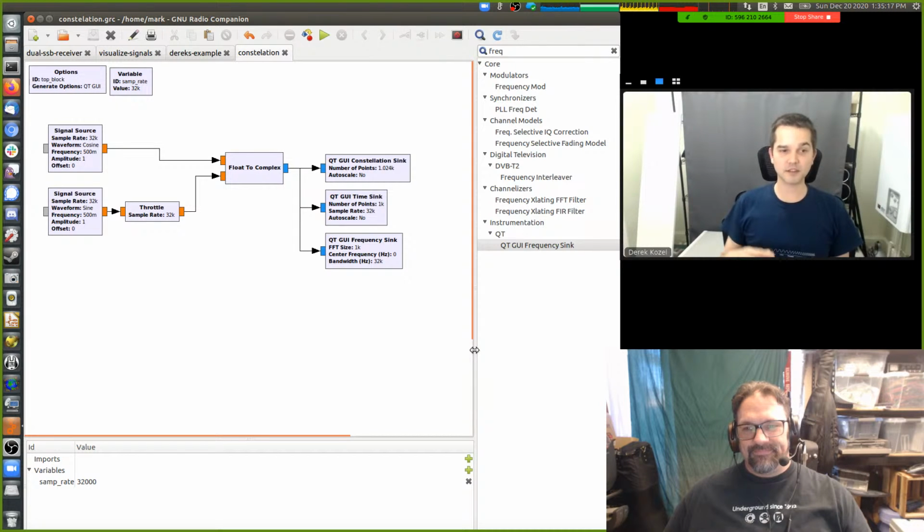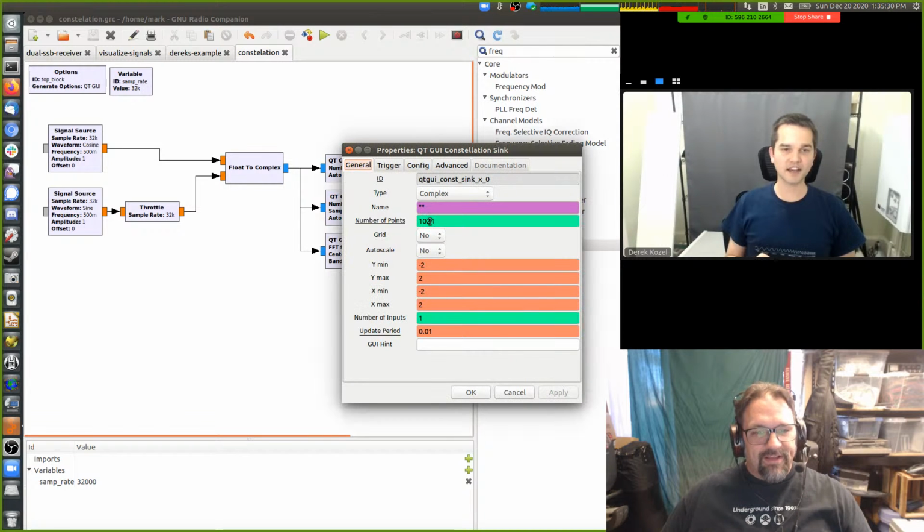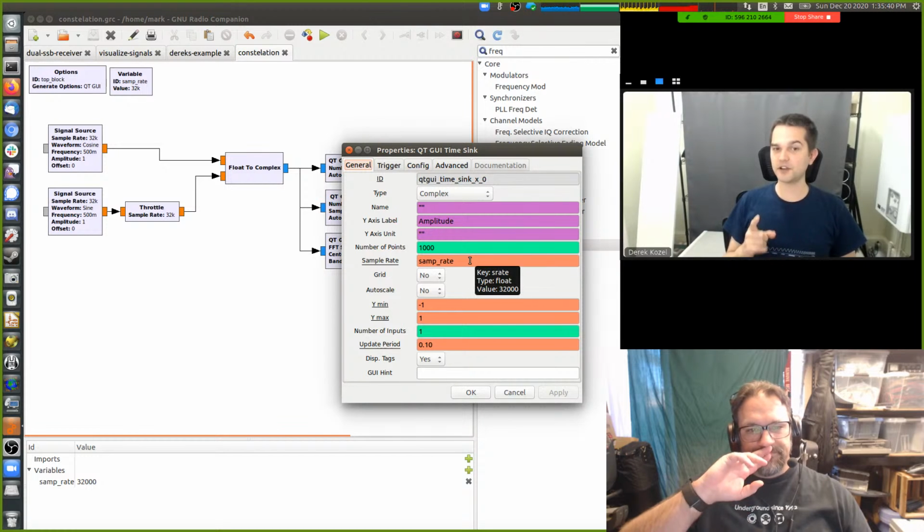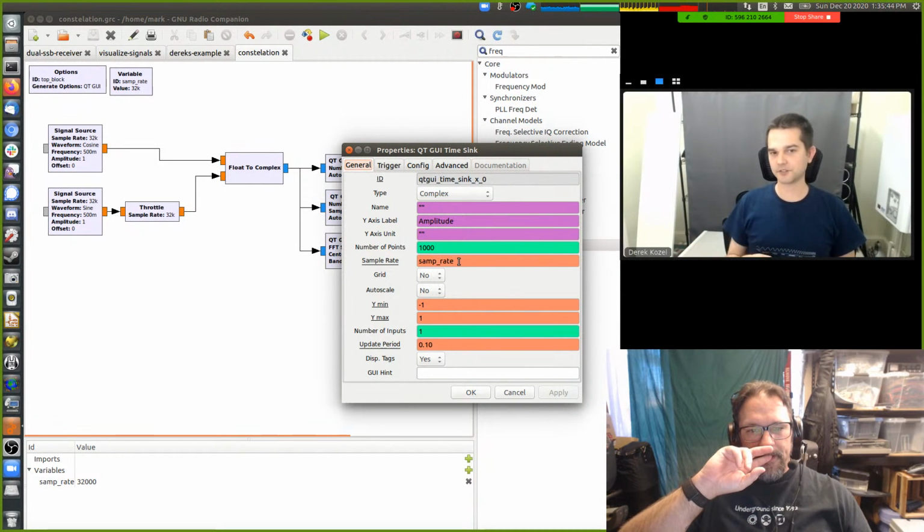And so the throttle block, the way it works is, the Constellation sink and so on will try and consume data really fast. That's why you don't have to put a sample rate in here anywhere. It just consumes as fast as it comes in. Yes, true. The Constellation sink specifically has no meaning for the samples, because it's just plotting X, Y.